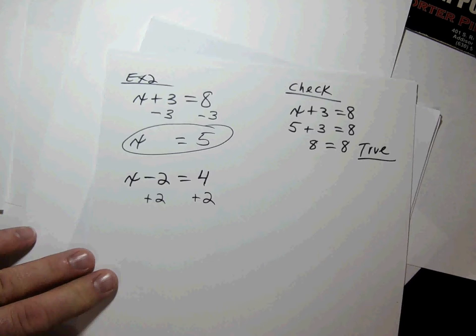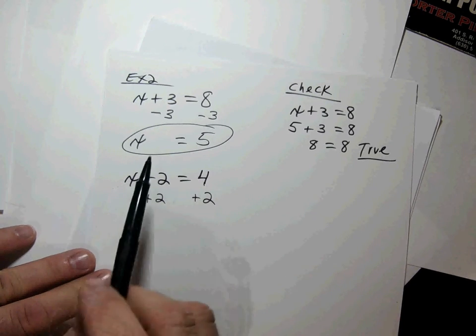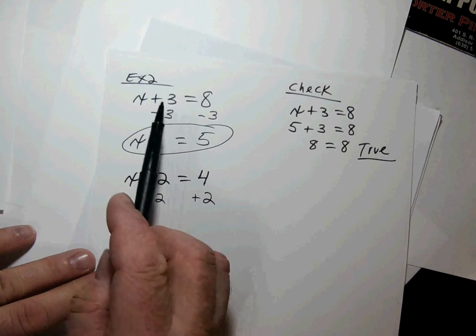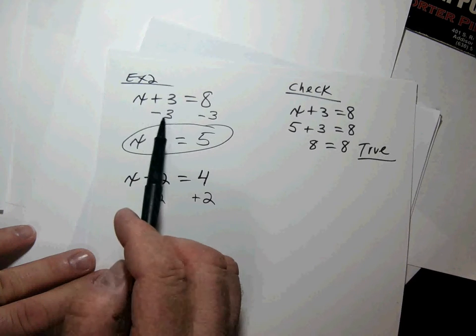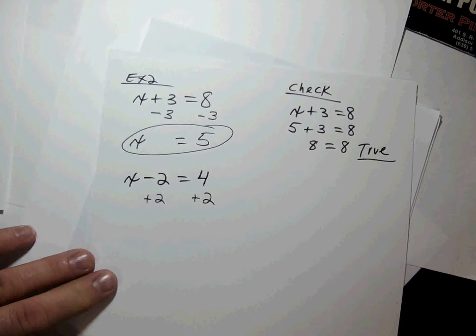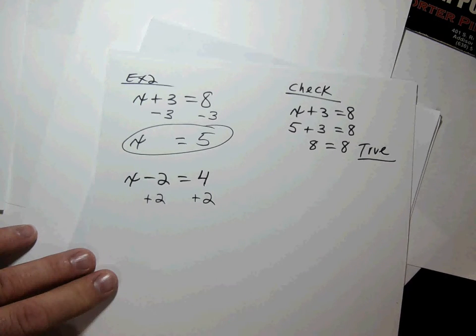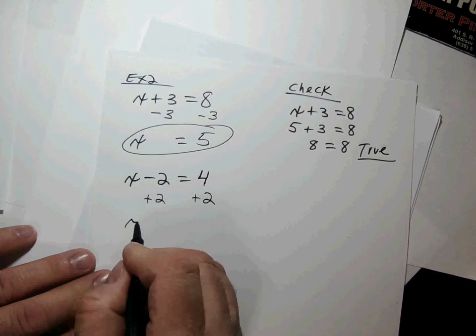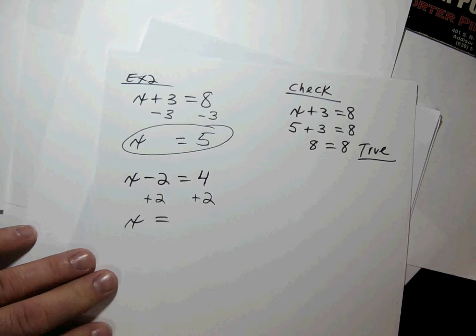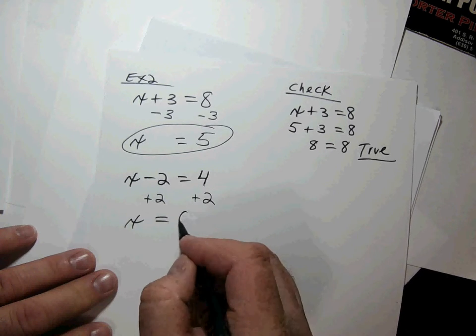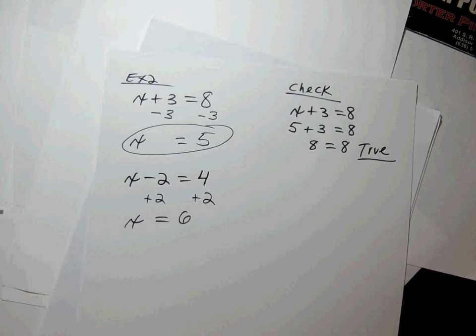Okay, so let me pause there and reflect a minute. Up here I subtracted 3 from both sides because I had a positive 3, and if I put a negative 3 with it, it makes it go to 0, and that's what I wanted. I wanted it to be gone. Well, here it's already negative 2, so now I'm going to put a positive 2 with it and make it go to 0. Gone. Now I've got x all by itself. I have to figure out what it is over here. X equals 6.